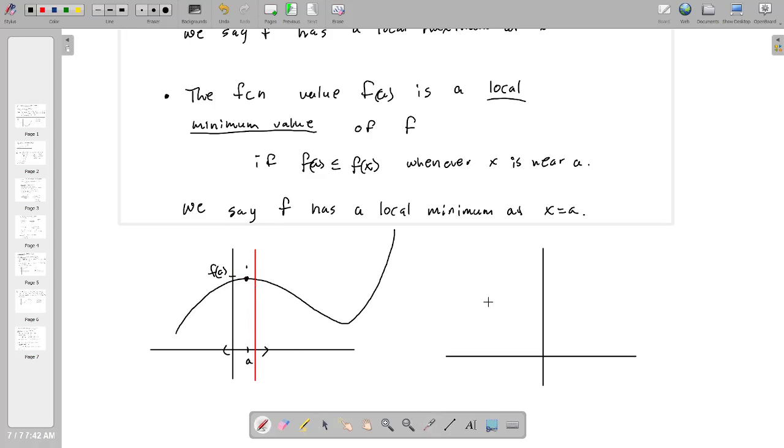Now a local minimum is sort of the opposite. Suppose that we have something that looks like this. And we would say that this x value here is a, and we can create an interval around a, and for every x value that's within this interval, we can see that f of a is going to be lower than the corresponding y value. So this would be a local minimum.